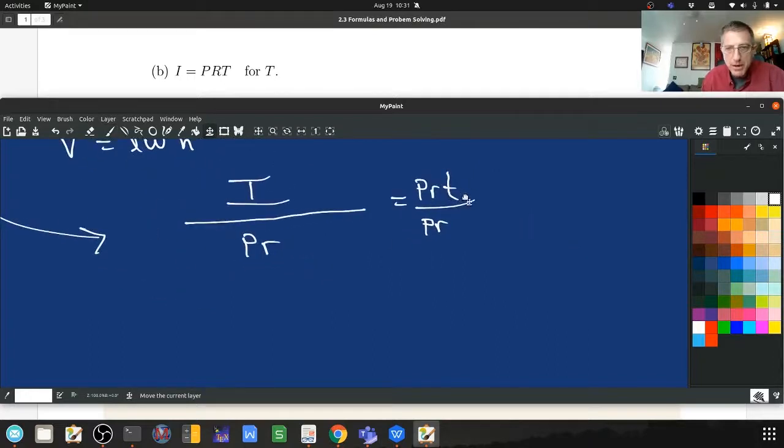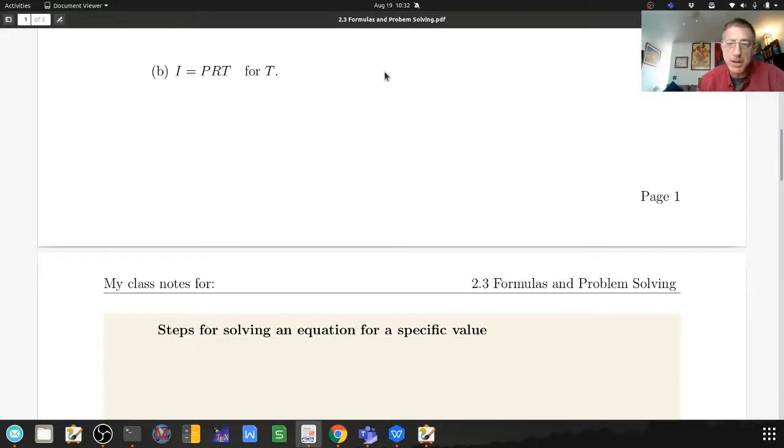But P times R times T divided by P times R is just equal to T. And again, the left-hand side cannot be simplified because I don't know what I is, and I don't know what P is, and I don't know R is. To be really mathematical about it, the only thing I can say is the equation is undefined if either P or R is 0. Why? Because then P times R would be equal to 0, and remember, division by 0 is undefined.